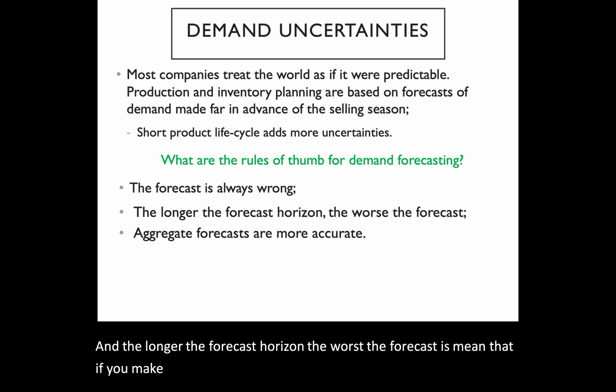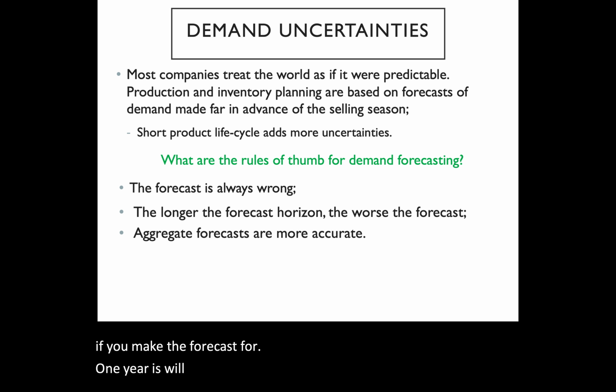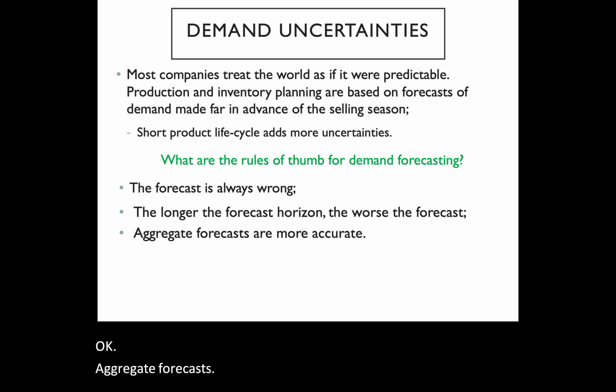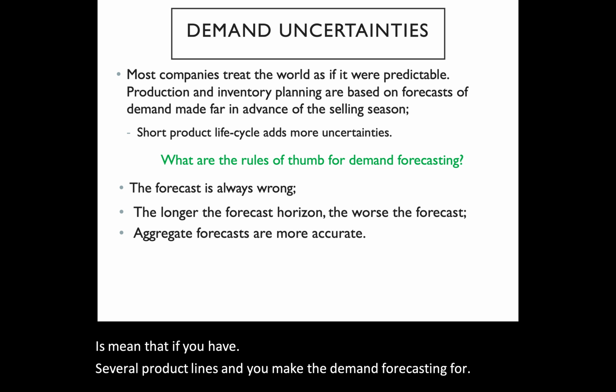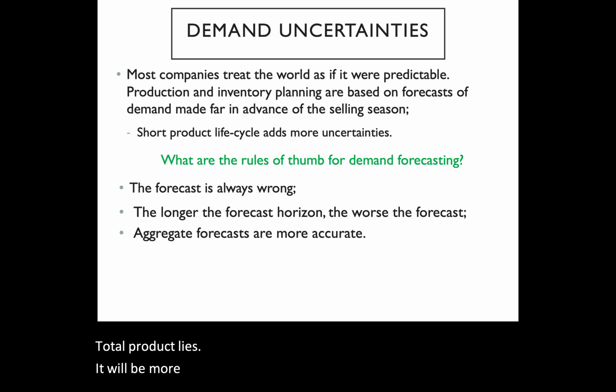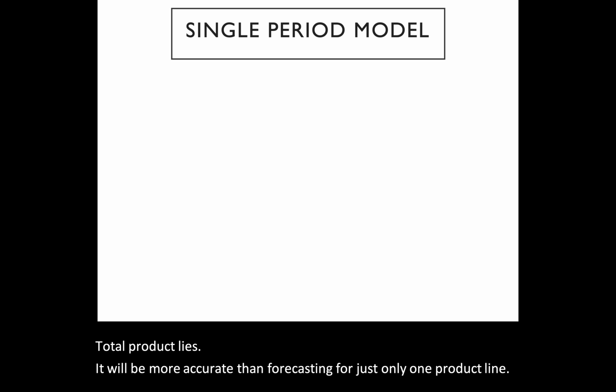Okay, aggregate forecasts are more accurate. It means that if you have several product lines and you make the demand forecast for the total of all product lines, it will be more accurate than forecasting for just one product line.